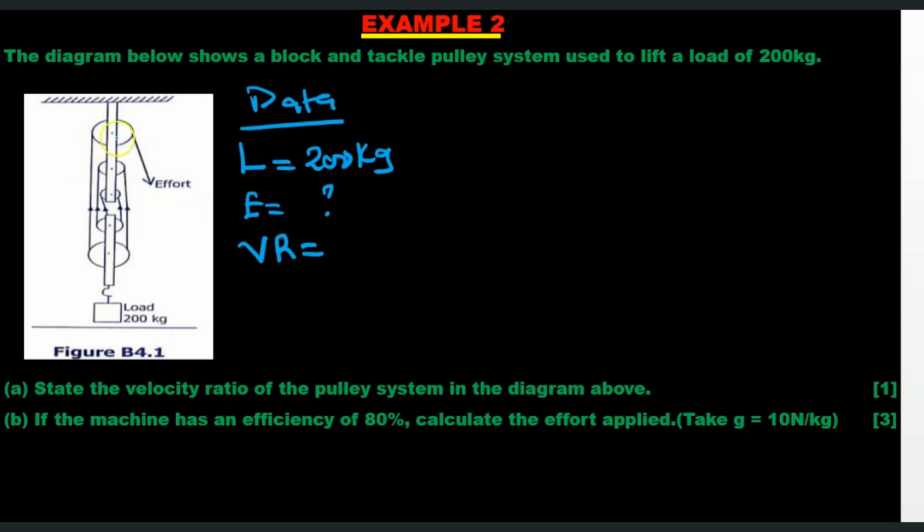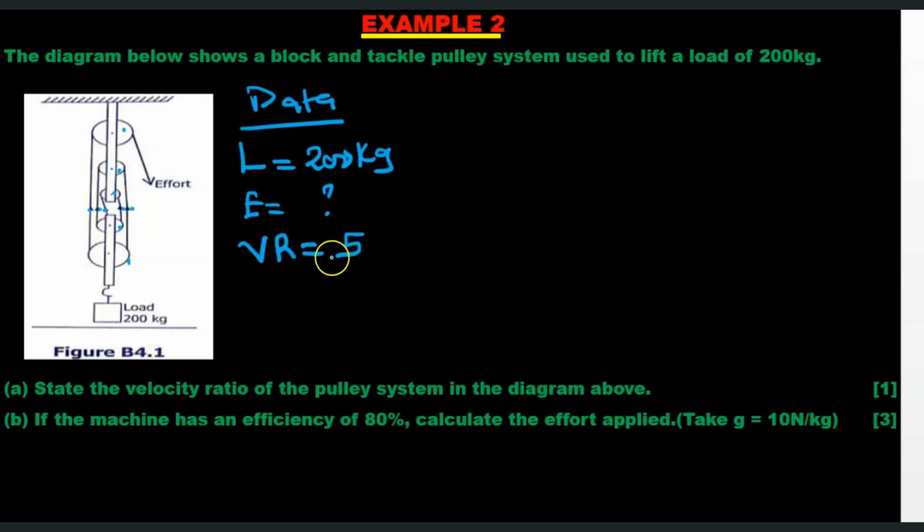If we are to count the number of wheels, there are 1, 2, 3, 4, 5. So the velocity ratio here is 5. But if you count the number of strings, there are still 1, 2, 3, 4, 5. So the number of strings is 5, and the velocity ratio is still 5. So we have the velocity ratio and load, of course.